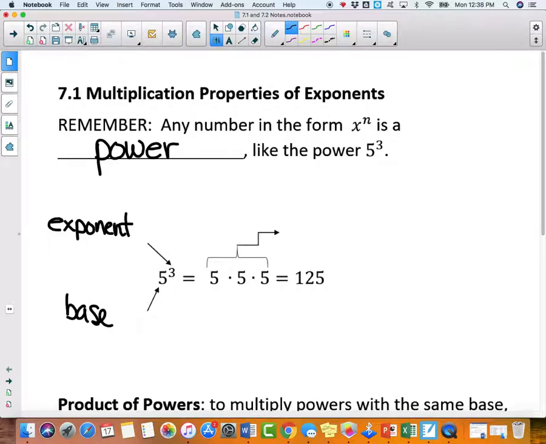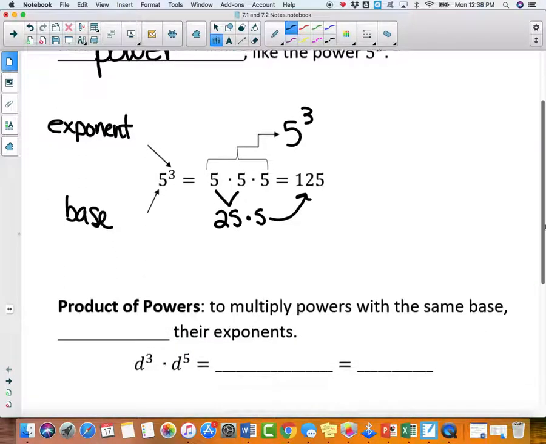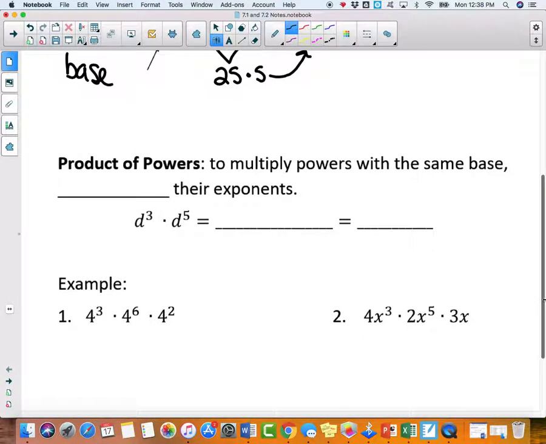So 5 to the third power can be expanded to 5 times 5 times 5. We write it as an exponent, but it actually equals 125, because 5 times 5 is 25, times 5 more is 125. Now there are several properties that follow exponent rules.